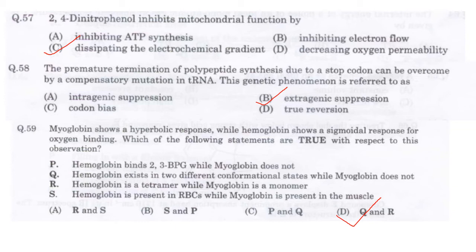Q is correct, and hemoglobin is a tetramer while myoglobin is a monomer. That is also correct. Hemoglobin is present in RBCs while myoglobin is present in the muscles. That is not the correct reason for a sigmoidal response and hyperbolic response. That is due to it because hemoglobin exists in 2 different conformational states. That is, it shows allosteric activity and it is a tetramer, whereas myoglobin is a monomer. So the answer is option D, Q and R.